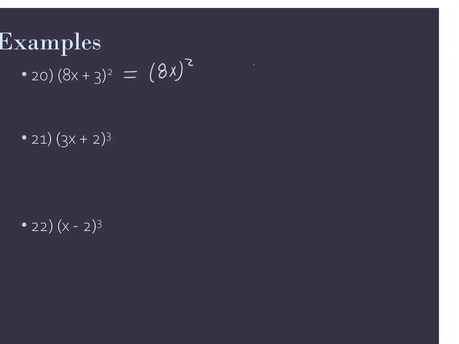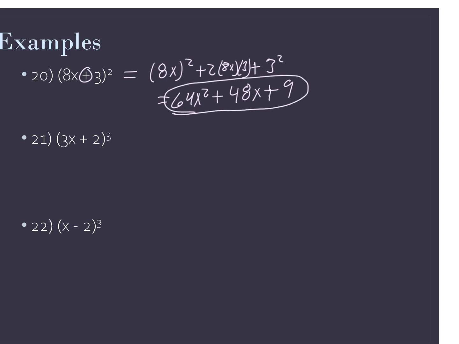So it's going to be the square of the first, square of the last. This one has a plus in the middle, so it's going to be a plus double their product. All right, and then when we simplify this, we're going to get a 64x squared. 2 times 8x is 16x. Times 3 is going to get me 48x. And then plus 3 squared is 9. And then that's our final answer. So save us a little bit of time.